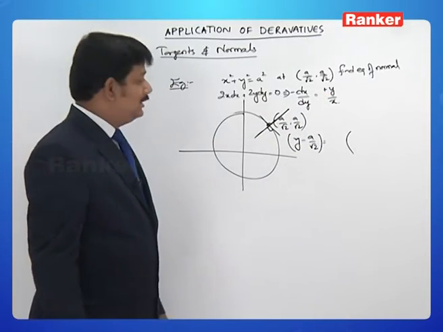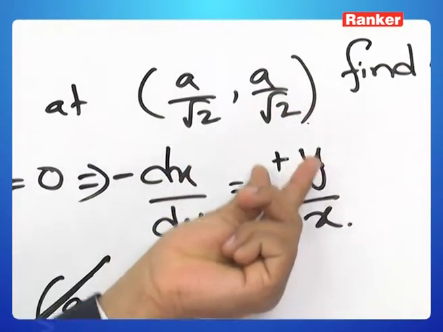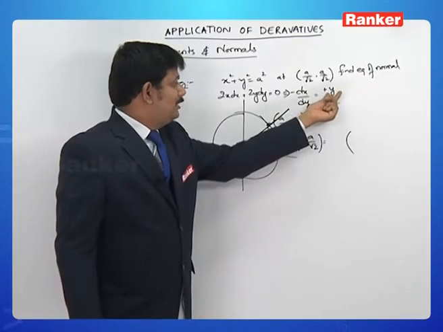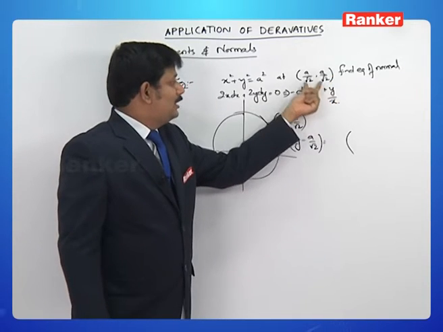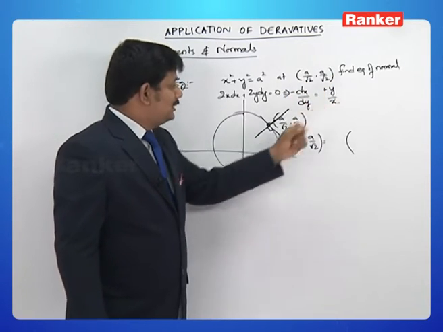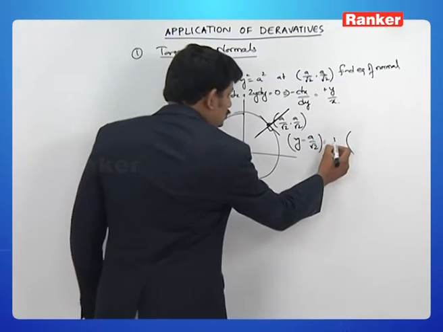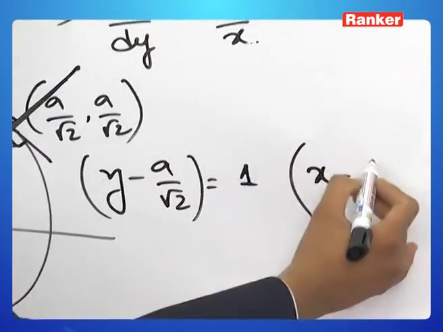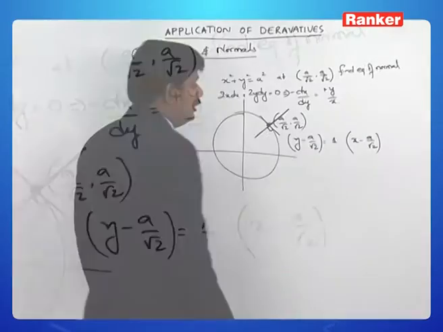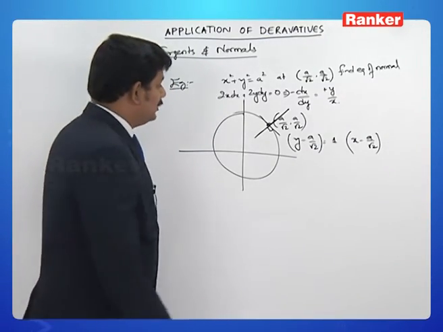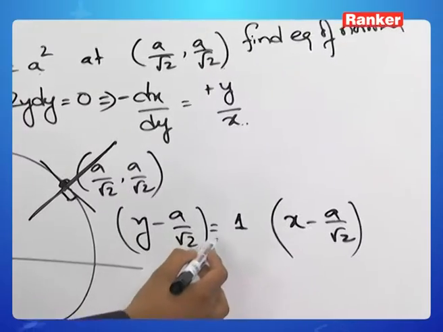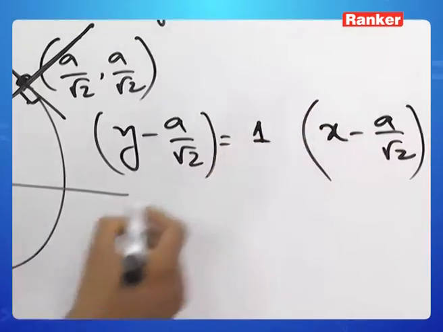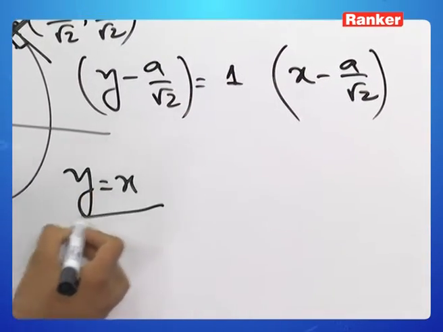Now, here we can see the y coordinate is a by root 2. We are bothered about minus dx by dy at this particular point, where the y coordinate is a by root 2 and the x coordinate is also a by root 2. So, a by root 2 by a by root 2 gives slope 1. So, the slope of the normal is 1 into x minus x1, where the x coordinate at the point is also a by root 2. So, the equation of the normal is y minus a by root 2 equal to 1 into x minus a by root 2, or a by root 2 gets cancelled, y is equal to x.